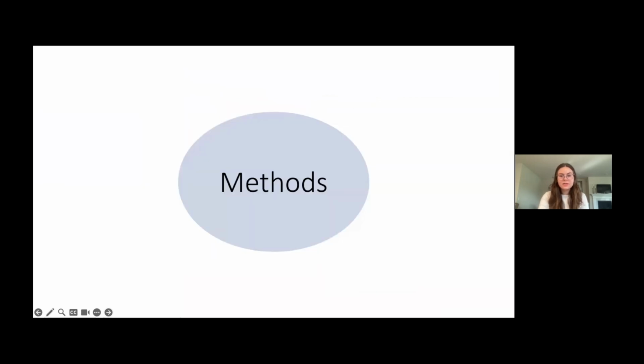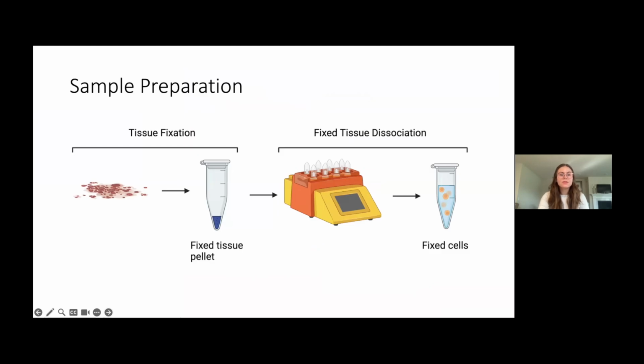Next, moving on to methods, we first had to start with sample preparation, and there are 2 parts to this. For the tissue fixation, when the tissues were originally collected, they were frozen in OCT, which is something our lab has never done before. So we had to make a new protocol to do this to make sure that we could get fixed cells in the end.